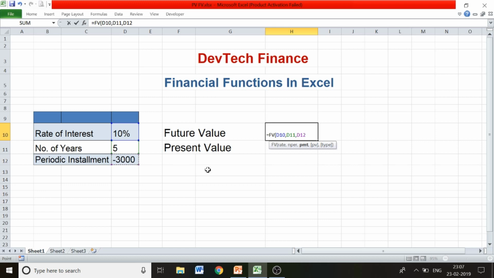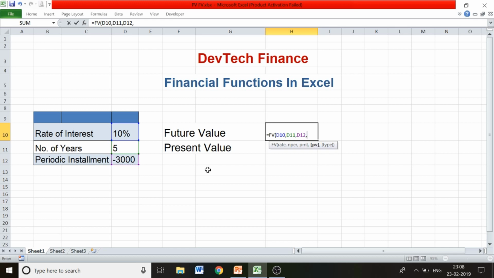And why have I shown it in negative? Because it is a cash outflow for you. You understand cash outflow, right? Cash inflow and cash outflow. Cash when it comes in is inflow, when it goes out is outflow. So if you're making that payment, it is an outflow for you. That's why I've taken the figure in negative.